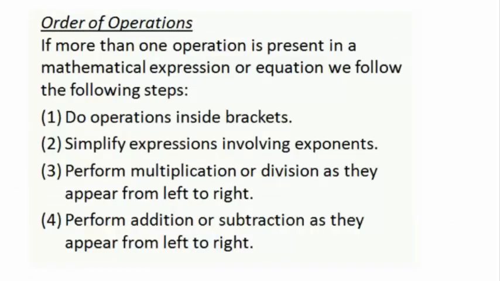The first thing we want to look for is any sets of brackets, and we'd like to do all of the operations inside of those brackets first. Next, it's up to us to simplify any expressions that involve exponents. After we're done with the brackets and exponents, then we go through and we multiply or divide in the order they appear from left to right. After multiplication and division is completed, our last step is to look through and find any additions and subtractions and do them in order as they appear from left to right.